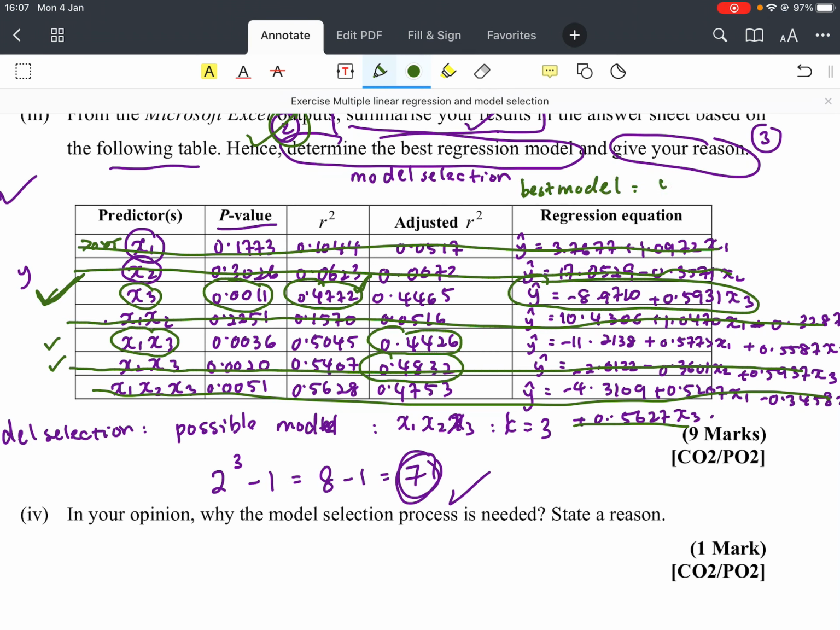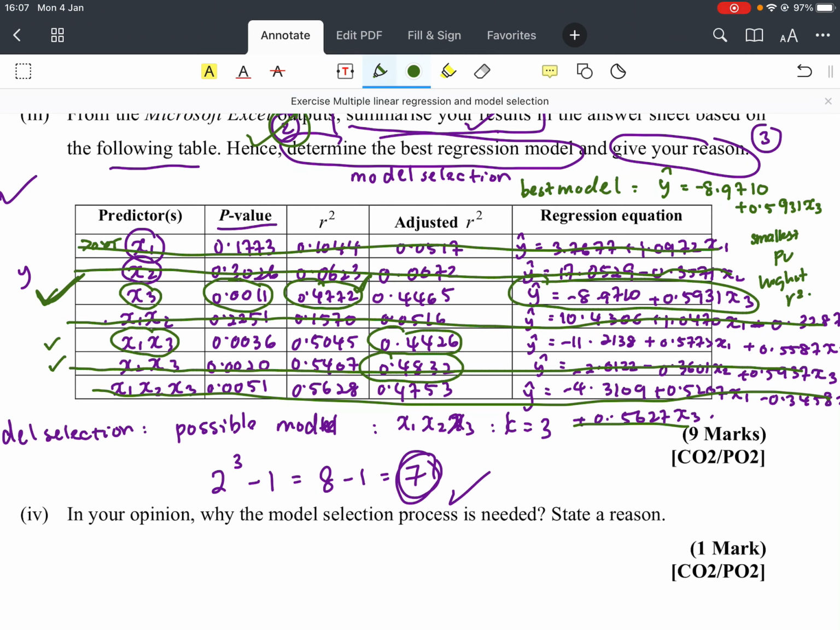Okay, so the best model is y cap equals negative 8.9710 plus 0.5931 x3. Why? Because it has the smallest p-value and highest r-square. Okay, so that's how you want to do model selection.